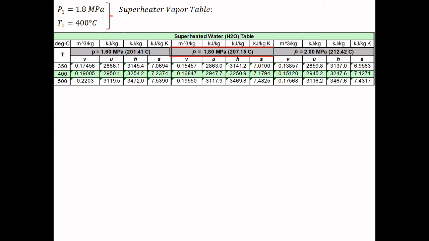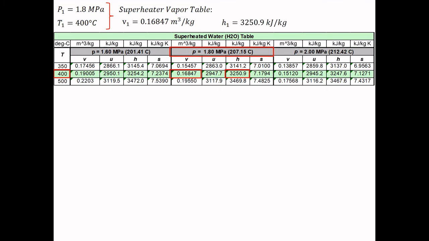So the pressure is 1.8 megapascal. The temperature is 400. So from this table, we can determine the value of specific volume v, where the value in the table of P 1.8 megapascal will give you the value of v1 for the inlet condition, specific volume at the inlet condition, which is equal to 0.16847 meter cubed per kg.